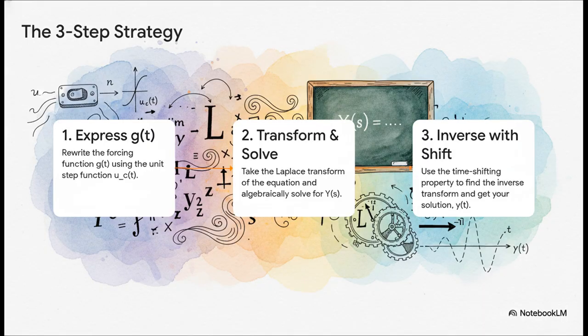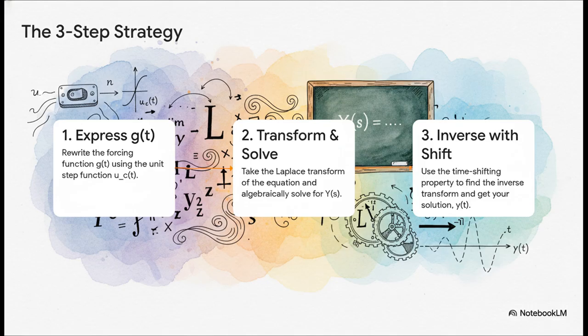Step 1, express. First, we rewrite our on-off function using a special tool, the unit step function. This is how we write down a sudden event in a single, clean expression. Step 2, transform and solve. We hit the whole equation with the Laplace transform. This is the magic trick. It turns messy calculus with derivatives into simple algebra. Our goal is just to solve for a variable, Y of s.